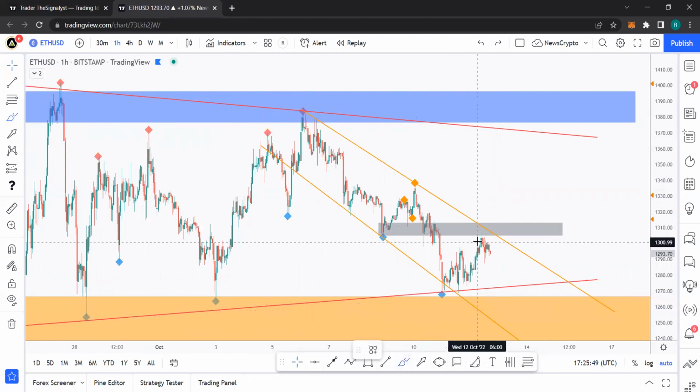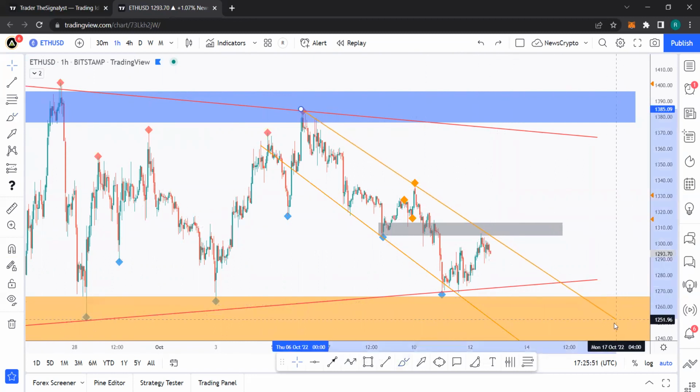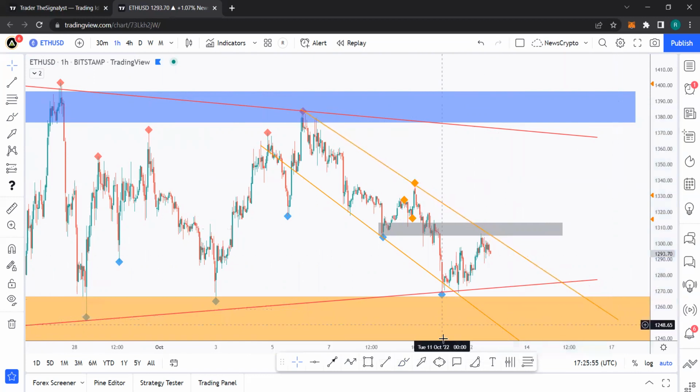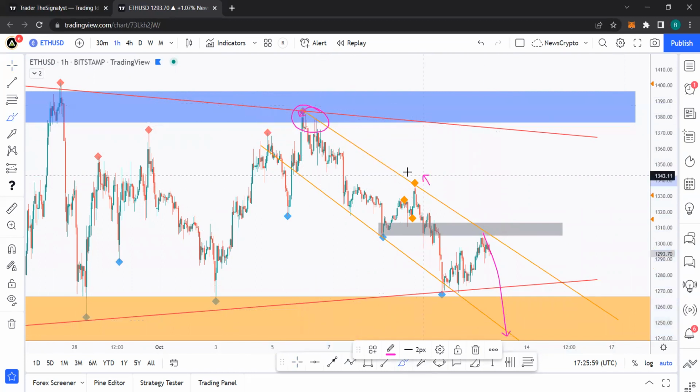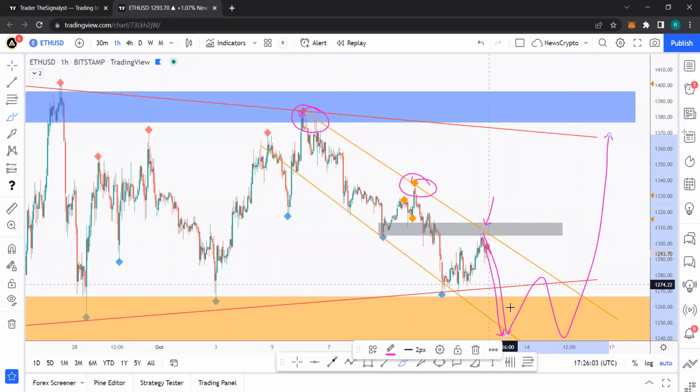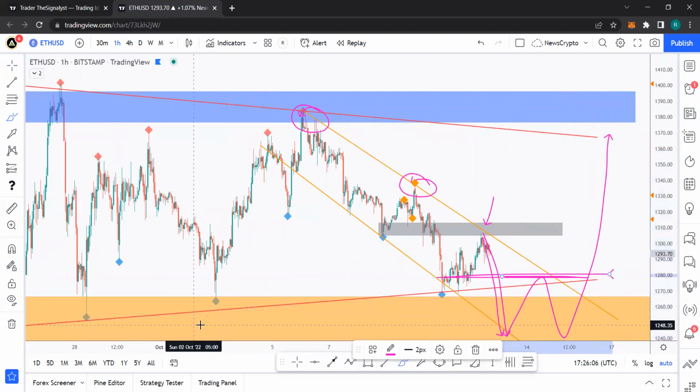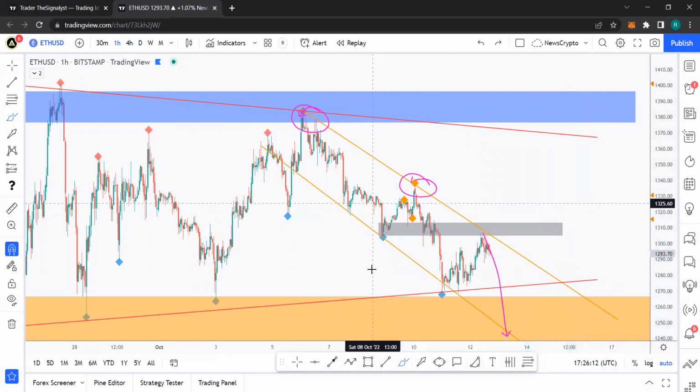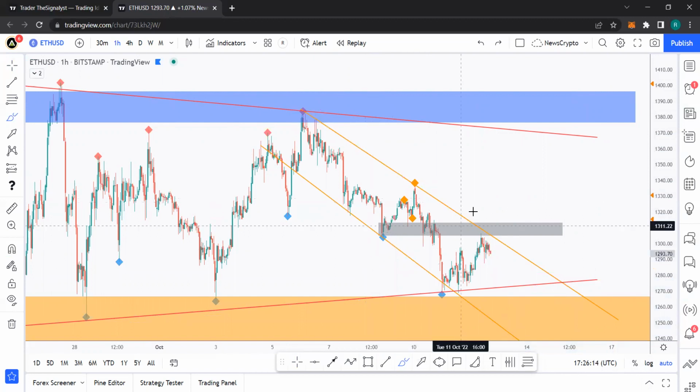Meanwhile, of course, this is an entire zone from here till here, so we can still reject this trend line and trade lower. So 1, 2, and 3, before the bulls take over by breaking above the previous high. Or we can still trade lower and lower and break the 1200 downwards. Okay, that's it for Ethereum.